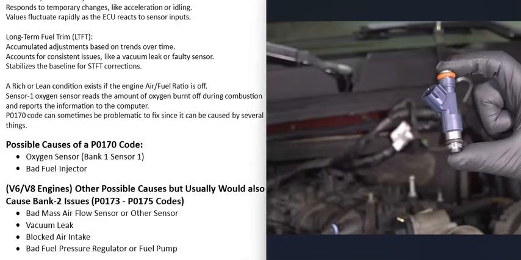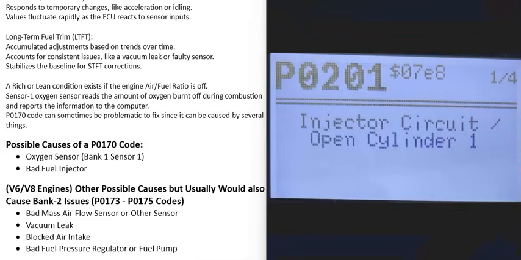The next thing that could cause this is a bad fuel injector. If there's a bad fuel injector on bank 1 side of the engine, then that could be throwing off the air-fuel ratio mixture, which that O2 sensor is going to pick up, and that's going to throw off the fuel trims. Usually when there is a bad fuel injector, you're going to get another code. Well, for example, like a P0201, injector circuit open cylinder number 1, or something like that.